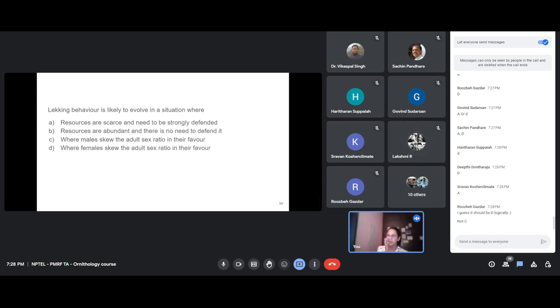Well, I'm quite enjoying this, but the correct answer is actually B, where resources are abundant and there's no need to defend it, right? That's why all the males are congregated in one area. And this is in the lecture as well. Ma'am, I didn't quite understand it, I'm sorry. So the resources are abundant and there is no need to defend it, because males usually defend territories which have good resources, right?